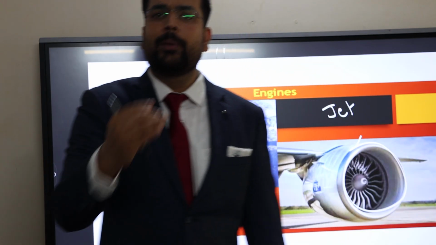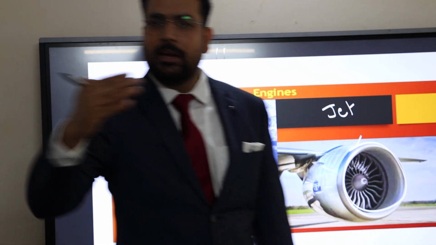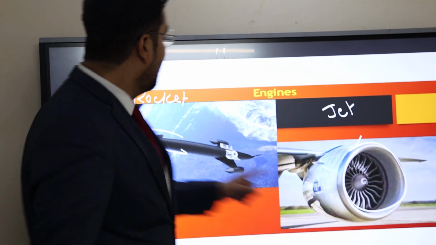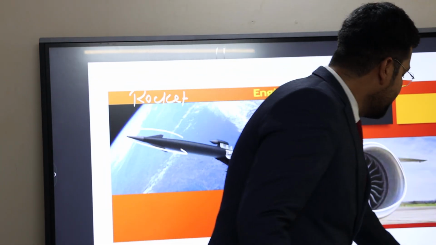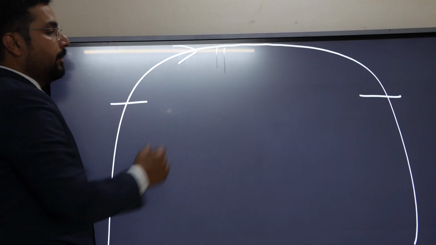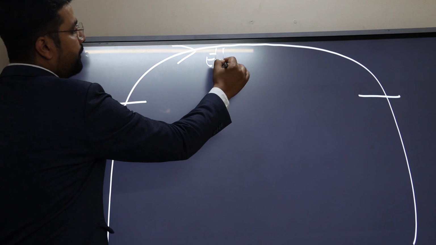So subsonic, supersonic, hypersonic, these are the limits, we can say the categories of the jet engine's speed. While when we talk about the rocket engine, as we have seen, rocket engines are those that can go beyond the limits of the atmosphere, and most of their journey remains there in the exosphere.